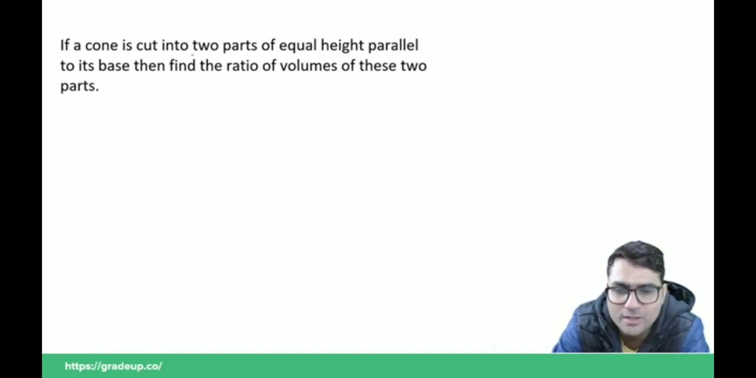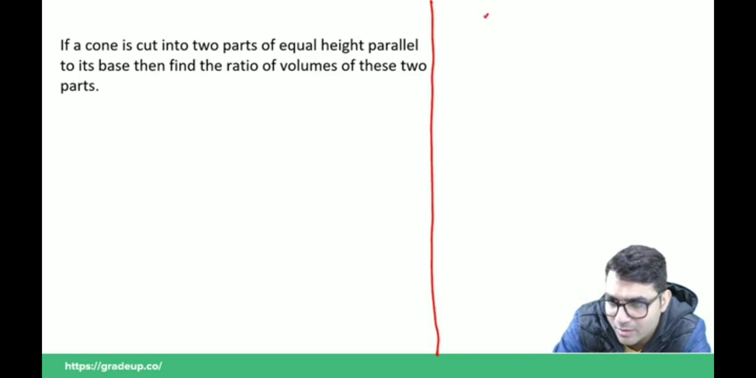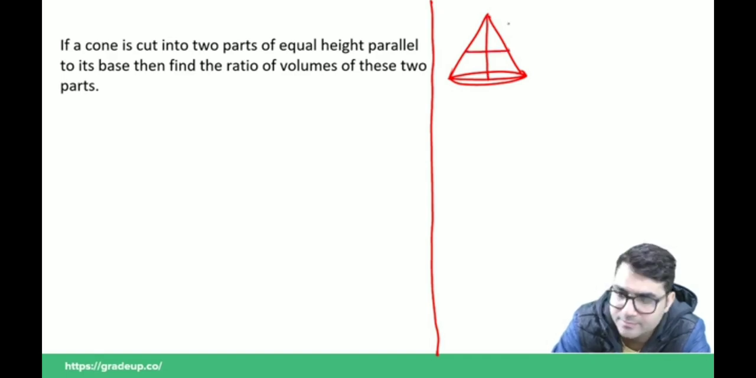If a cone is cut into two parts of equal height, parallel to its base, then find the ratio of the volumes of these two parts. First of all, I will tell you the concept of this. Listen carefully. Whenever you are cutting a cone parallel to its base, what will happen?